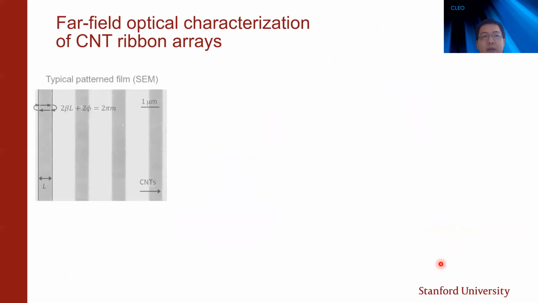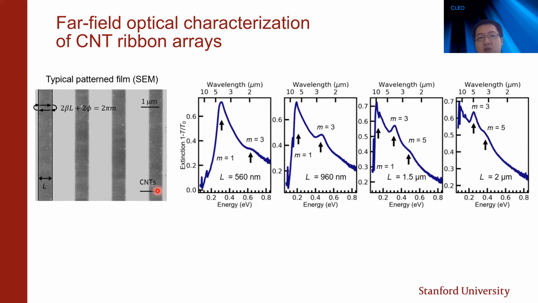We have done some basic far-field measurements. So this is a patterned film, and this is a typical image of those patterned films, and L is the width of the ribbon, and this is the nanotube alignment direction. We can see with different widths, different resonance spectra, and we can see the fundamental mode, m equal to 1, or higher order modes, m equal to 3 and m equal to 5. Only odd modes show up because they are radiative modes.